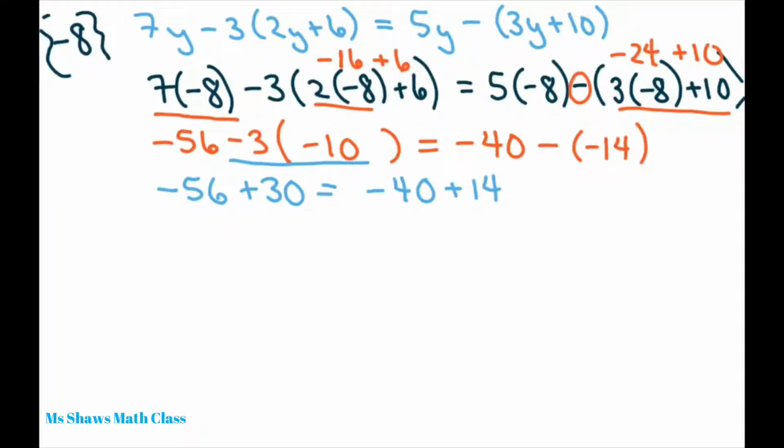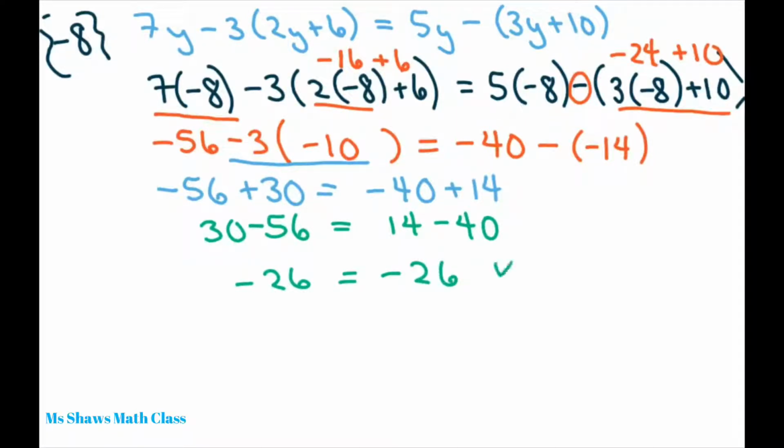If you want, you can use your commutative property and say 30 minus 56, if that helps. 14 minus 40. Since you know the smaller number is positive, you know this is going to be negative. So this is -26. And this equals -26. Since they match, that means our solution set is indeed -8.